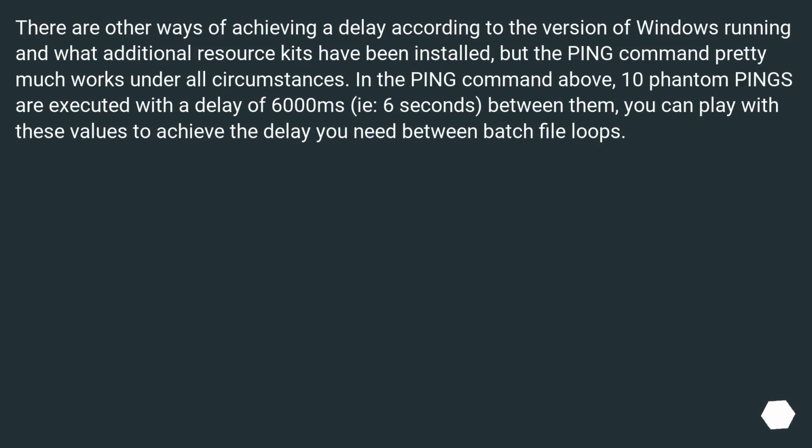There are other ways of achieving a delay according to the version of Windows running and what additional resource kits have been installed, but the ping command pretty much works under all circumstances. In the ping command above, 10 phantom pings are executed with a delay of 6000 milliseconds, 6 seconds, between them. You can play with these values to achieve the delay you need between batch file loops.